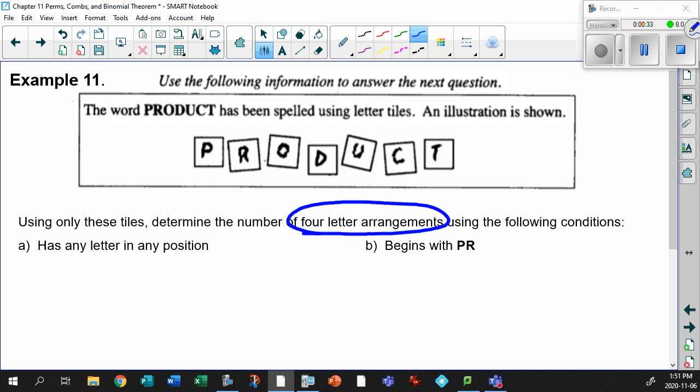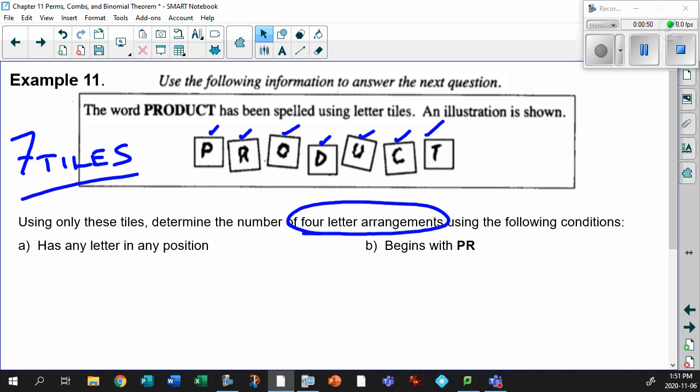So, wait a second. I know they're 4-letter arrangements, but how many tiles do I have? Count them: 1, 2, 3, 4, 5, 6, 7. So I got 7 tiles. Are there any repeats? Nope, I don't see any repeats at all. The first condition says any letter in any position, so there's no condition for that one.